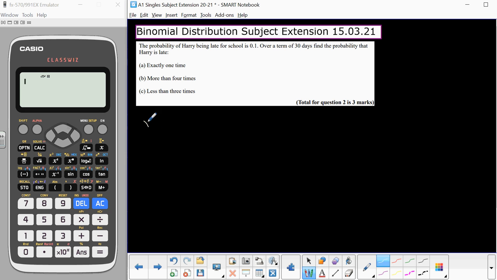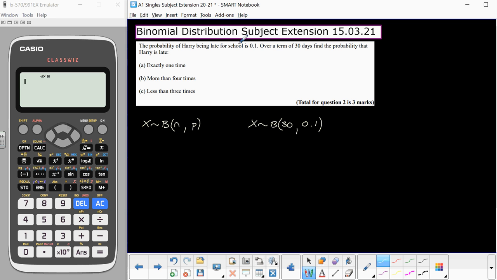So I'm going to nominate X as my discrete random variable. X is going to be binomially distributed because Harry will either be late or Harry will not be late. You can see that there's only 2 different outcomes for this. We need a number of trials, N, and we need a probability of success, P. So in my distribution, X is B, 30 days is my number of trials, and the probability of being late, which in our experiment is a success, in inverted commas, is 0.1.